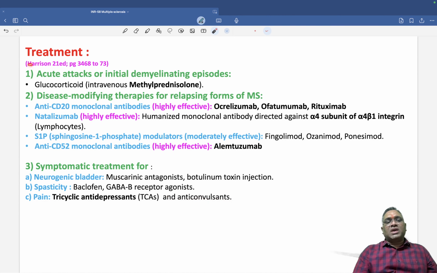So basically, we have to focus on these things which the examiner will be asking you, right? Acute attack, glucocorticoid; disease-modifying, anti-CD20, ocrelizumab. Remember these drugs, and anti-CD52, which is highly effective, alemtuzumab, right?